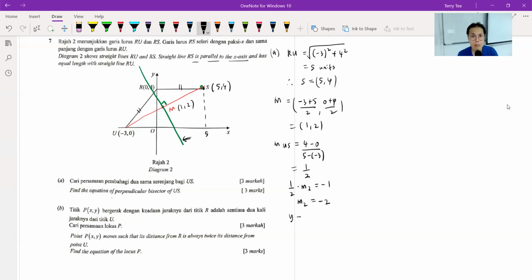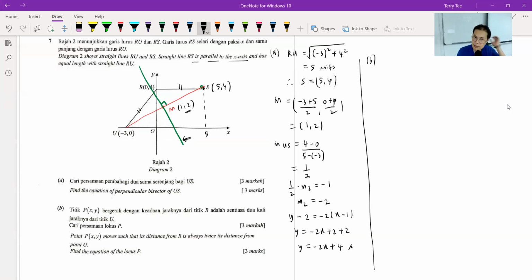My (x1, y1), remember, I need to use the midpoint, which is (1, 2). So y1 is 2, gradient -2, x1 is 1. Your y is -2x plus 2 plus 2. My y is -2x plus 4. So there you go. This is the equation of your perpendicular bisector.